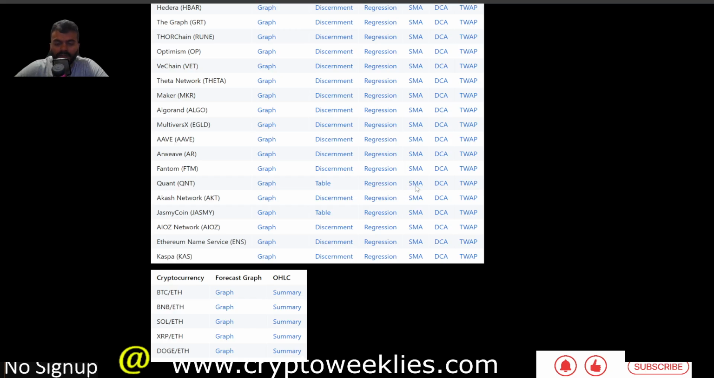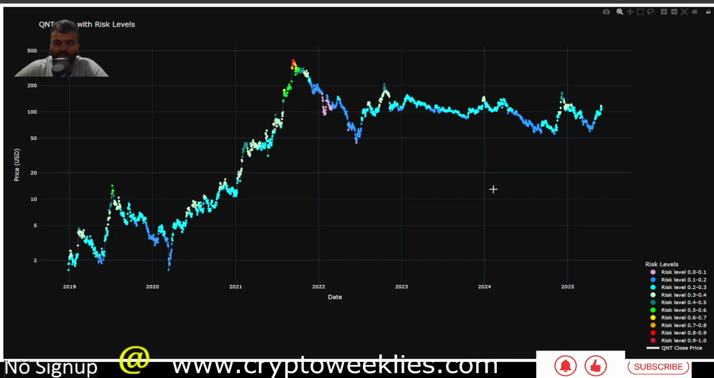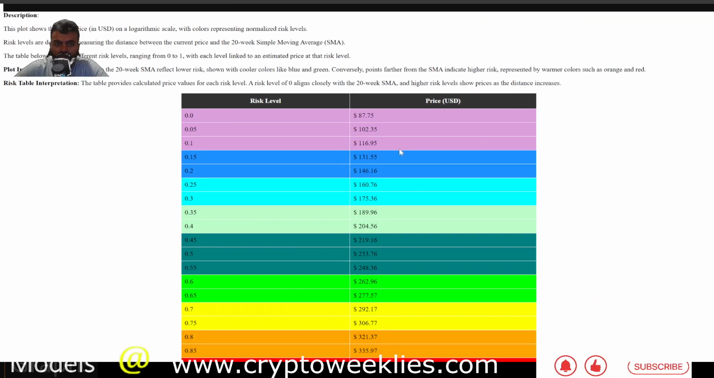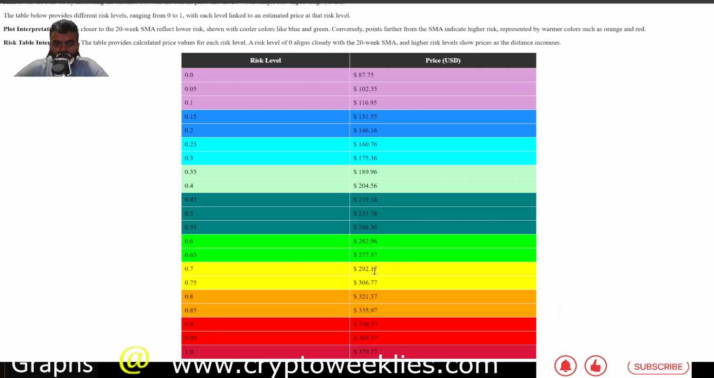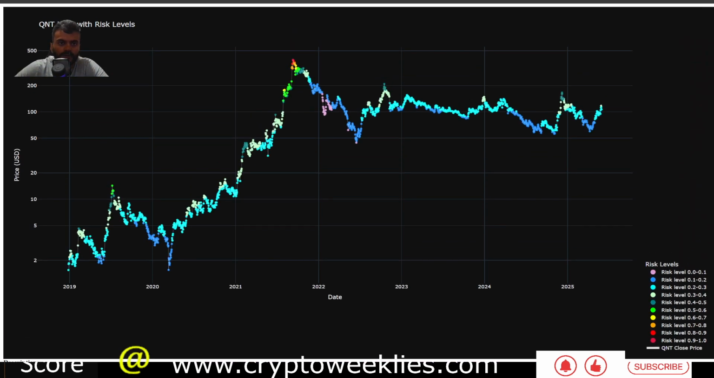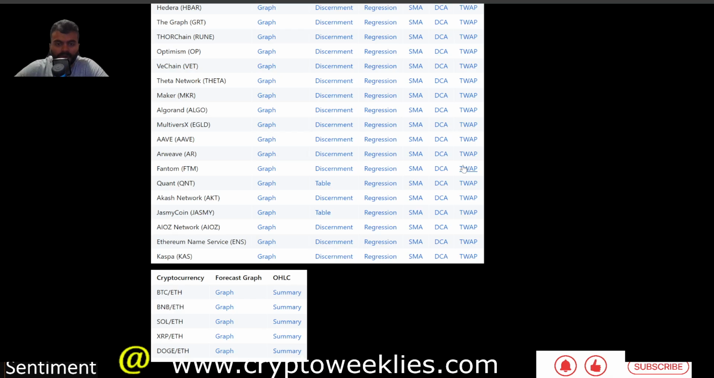If we were to look at this 20-week simple moving average based analysis for this asset, again going to that intermediate risk between 0.5 and 0.7 per this model, the peak could be somewhere between $230 and about $300 for quant. The higher end is at around $380. So that's a simple moving average based extrapolation based forecast.